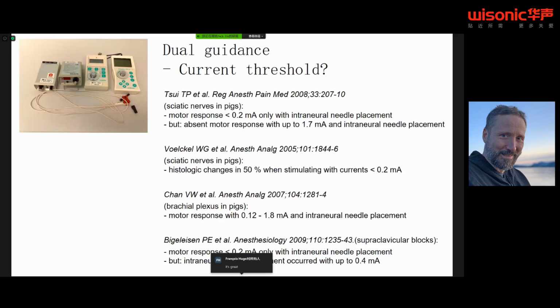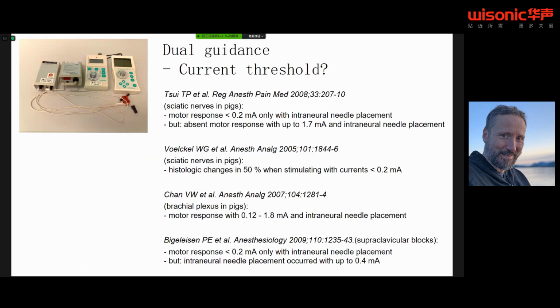There are many studies, lots of them performed in animal models, some clinical studies, and all these studies show that with a low current threshold, the chance for an intraneural or intra-epineurial needle placement is quite high. However, there is no real consensus on how low this current threshold should be to be on the safe side to avoid traumatic nerve contact. And thresholds between 0.2 and 0.5 have been suggested according to the data of many of these studies.